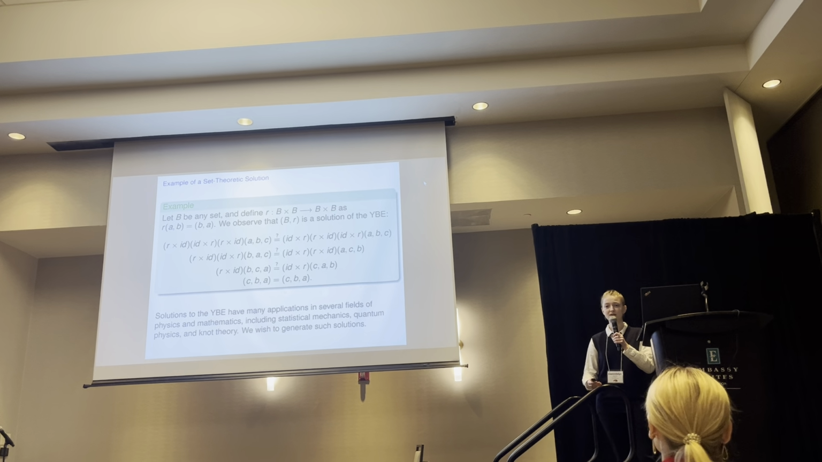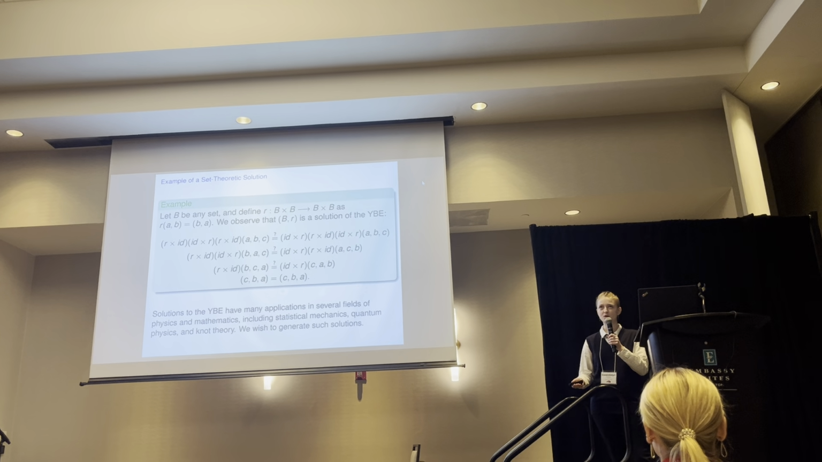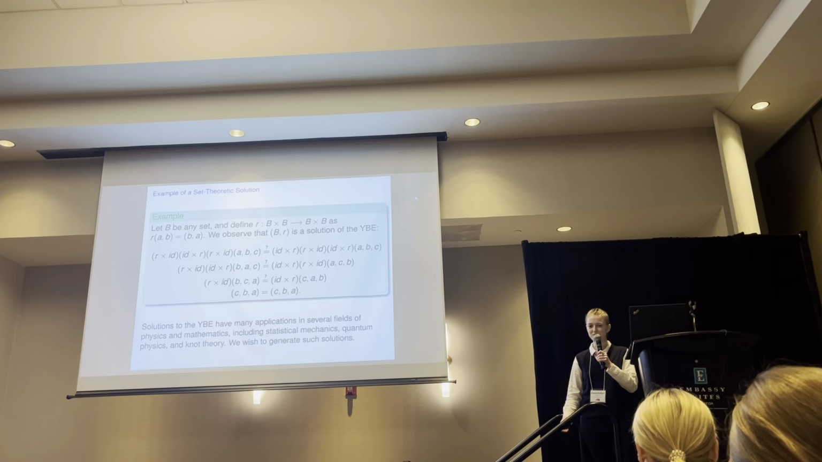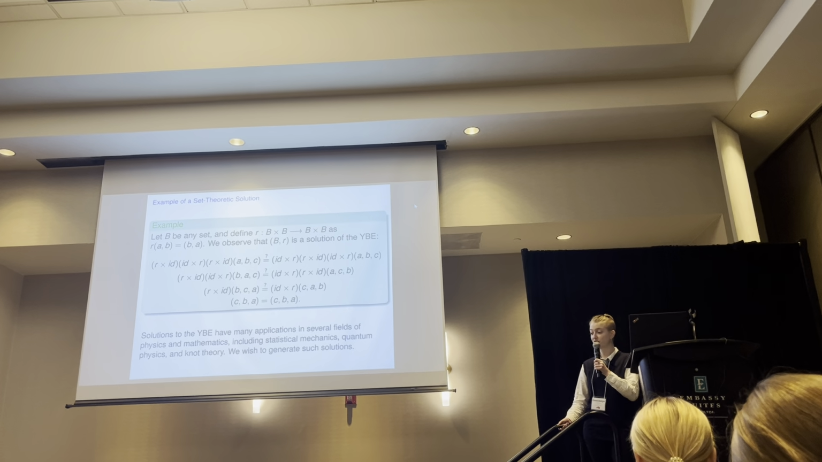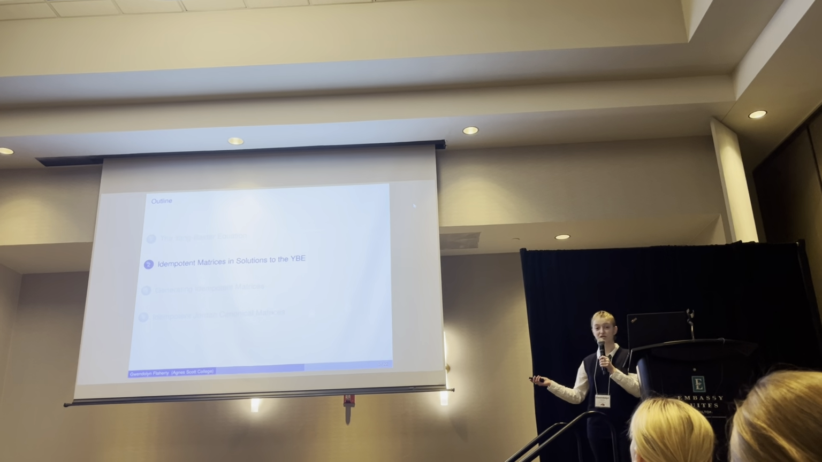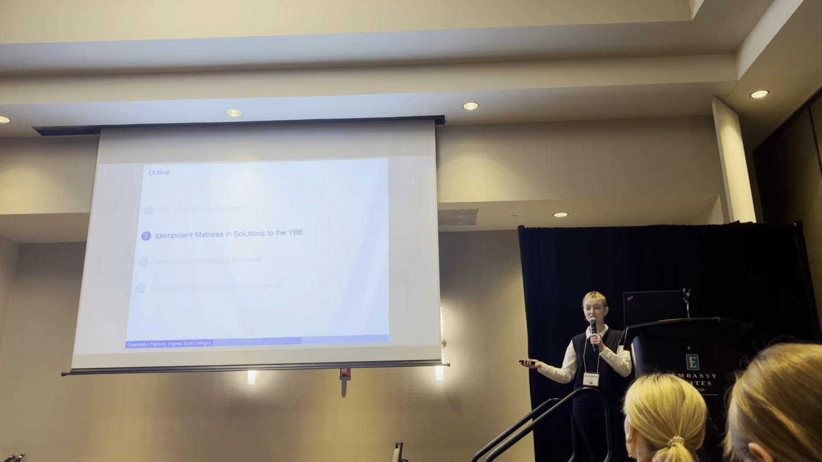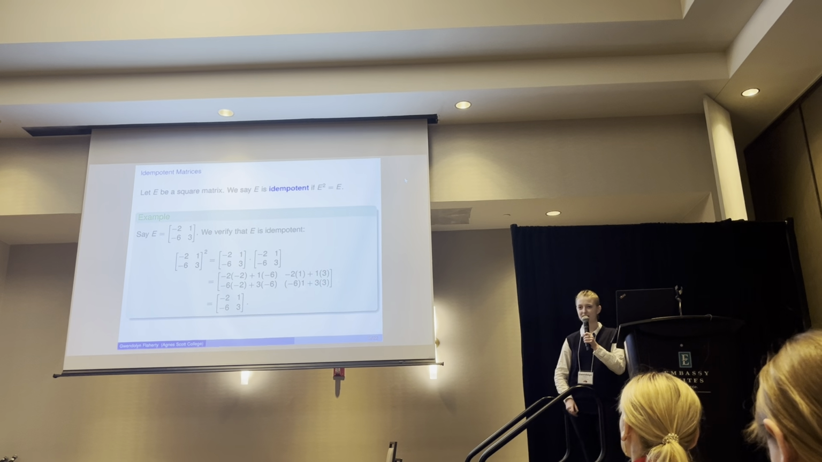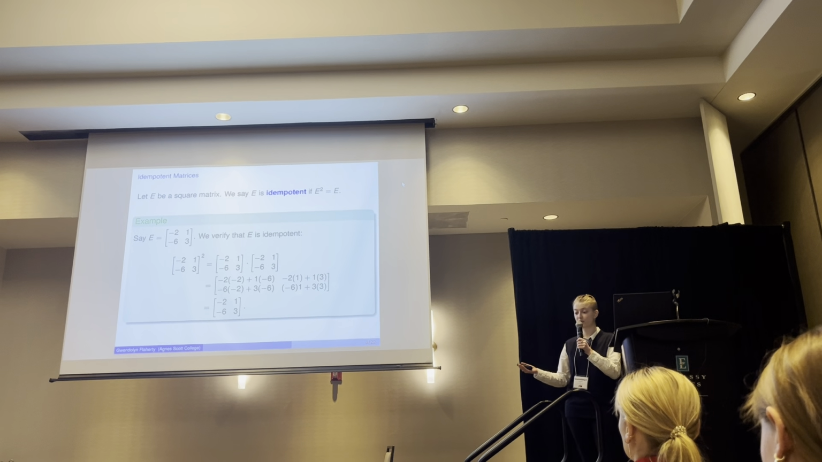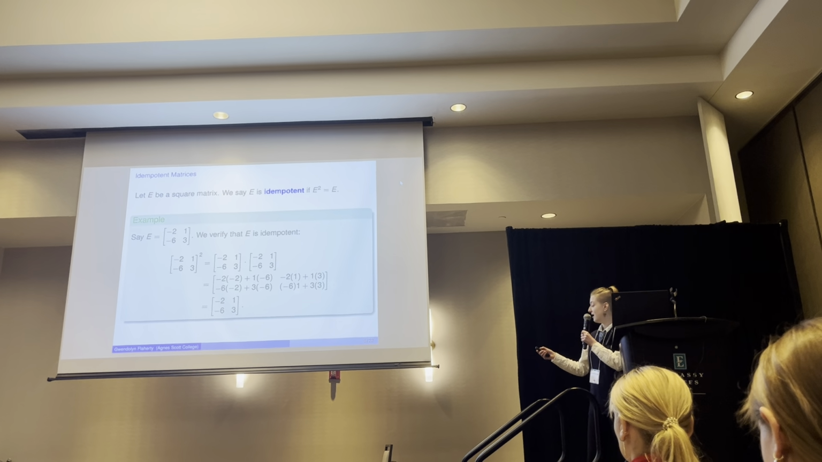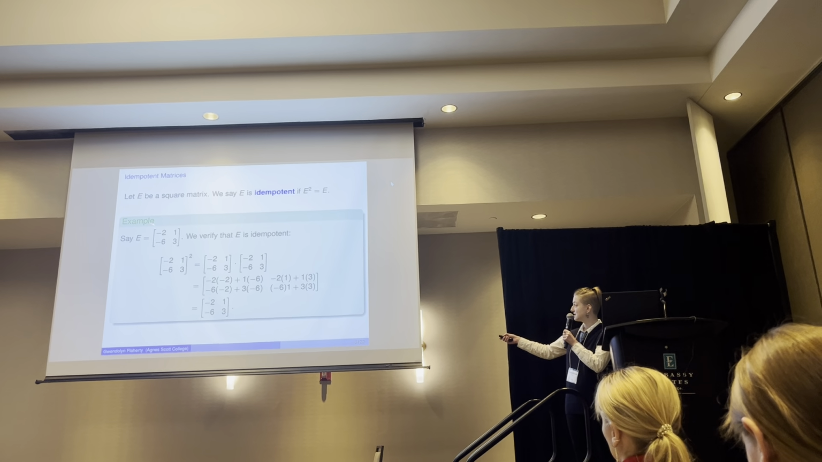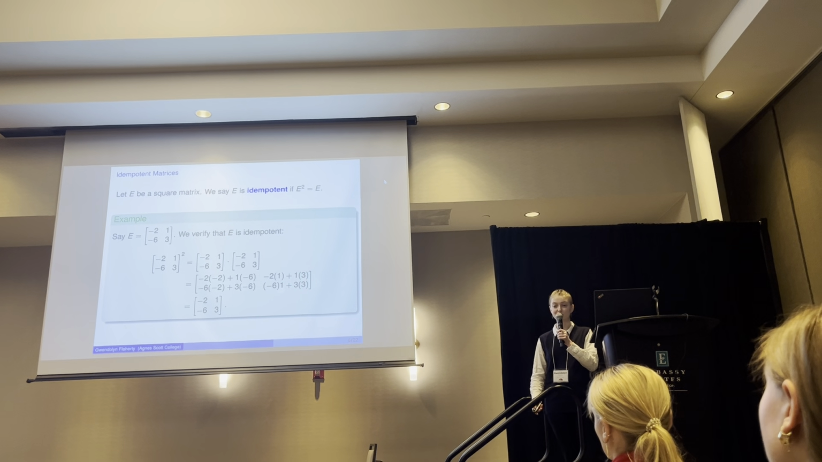Now, these solutions are very important in many realms of both math and physics: statistical mechanics, quantum physics, knot theory, to name just a few. So my research goal was to identify as many of these solutions as we could. A tool that we can use to do this is something called an idempotent matrix. We're going to denote idempotent matrices with the capital letter E. They are square matrices such that their squares equal themselves. As an example, here is an idempotent matrix. If we square it, we see that E is equal to E squared, so this is an idempotent.